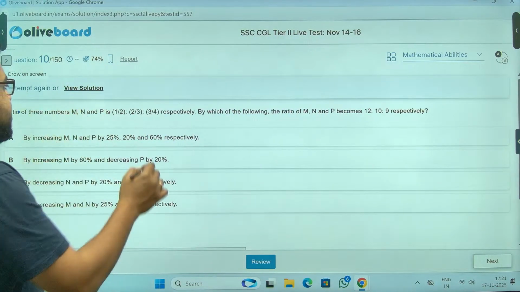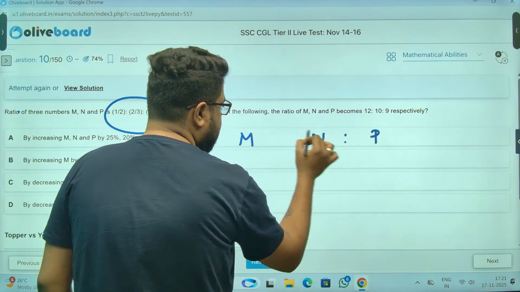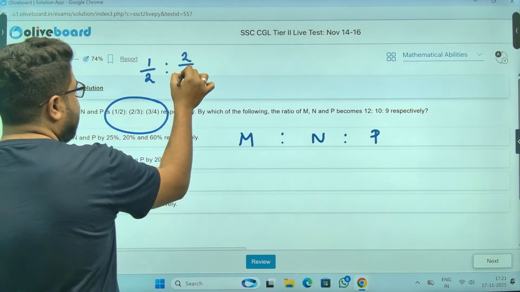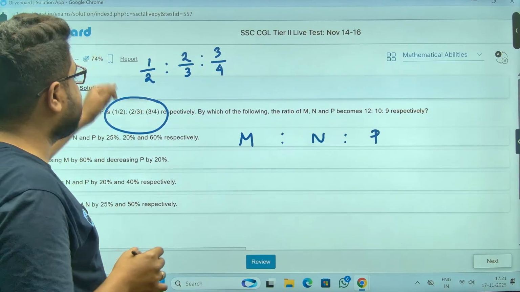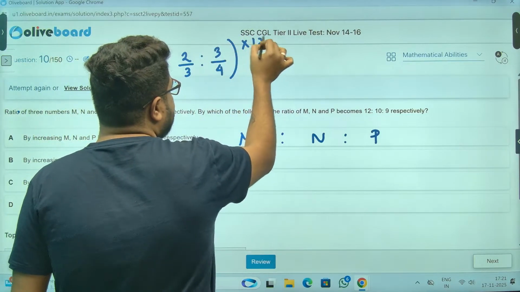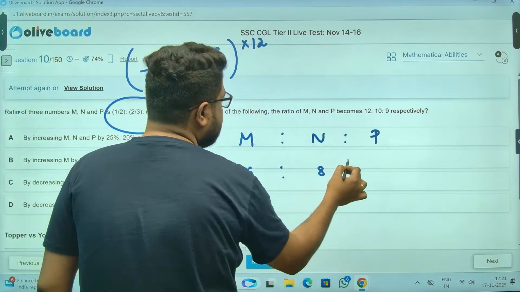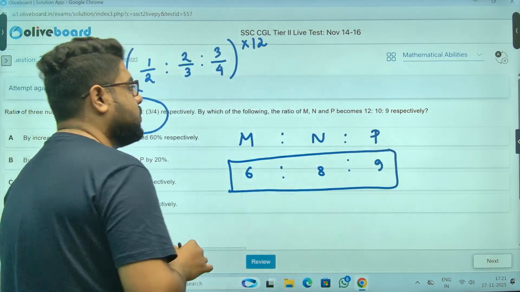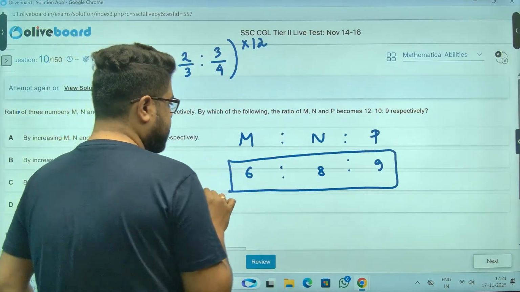The ratio of 3 numbers is given. Acha, sir, first M and P. Sir, how to figure it out? Sir, 1/2 ratio, 2/3 ratio, 3/4. If you are stuck here, always remember, multiply by this. So 4 times 3 is 12. 12 is the LCM of the denominators, so multiply. So this will become 6, 3 4s, 4 2s are 8, 4 3s, 3 3s are 9. So this is the M and P ratio. Now I need the ratio to be 12, 10, 9. All are bigger. Do one thing, sir.